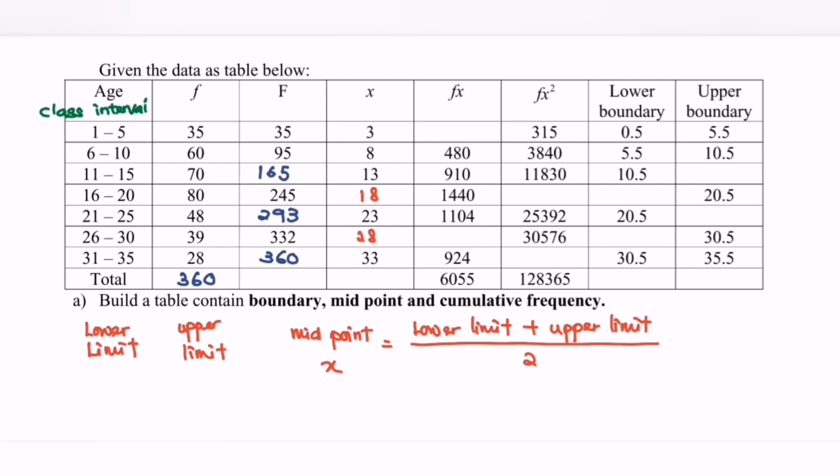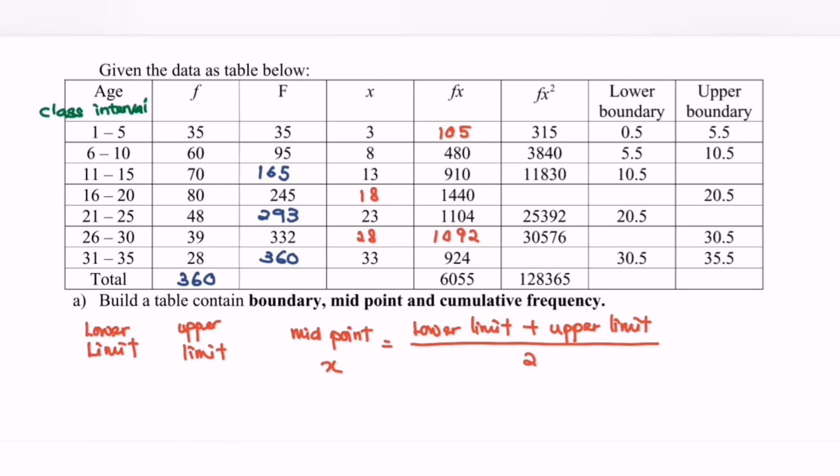Next, kindly refer to the fx. Here, we have to use the midpoint, which is 3, multiplied with the frequency, which is 35, and we will have 105. Next, refer to the interval 26 to 30. The midpoint, which is 28, multiplied with 39, and we will have 1092.